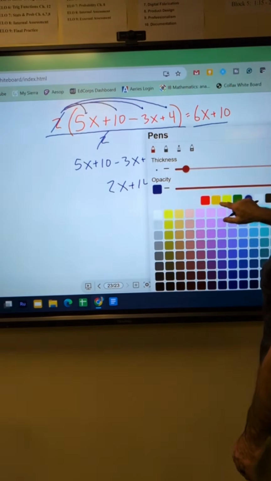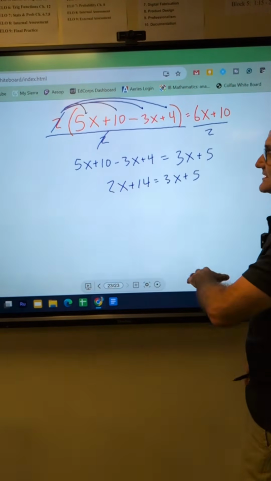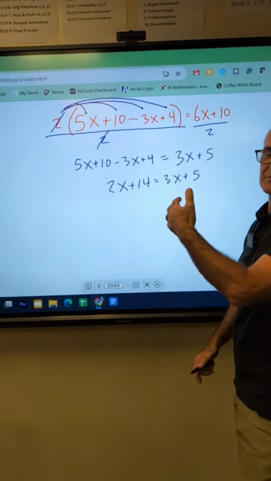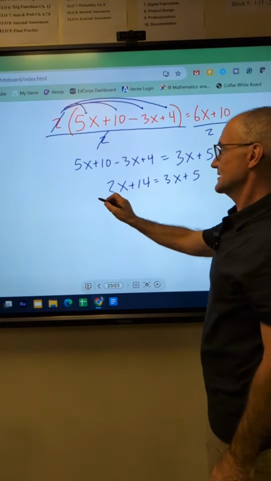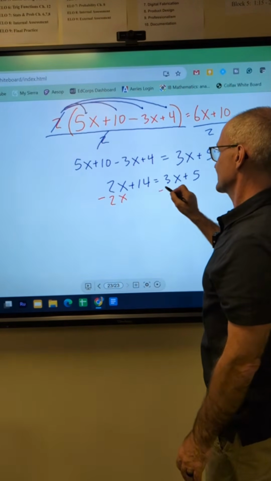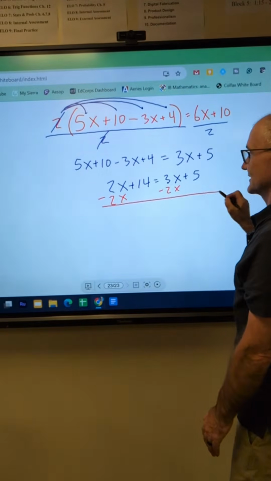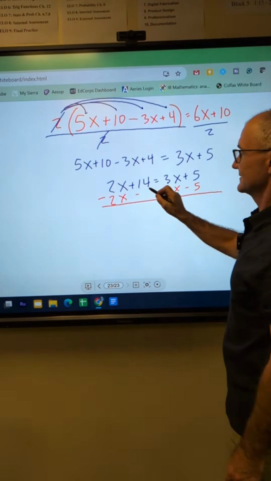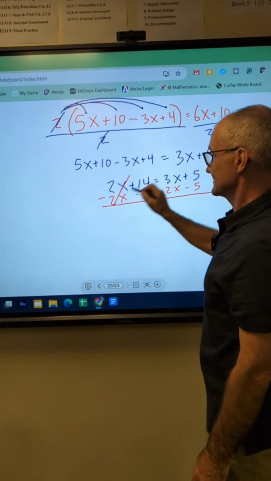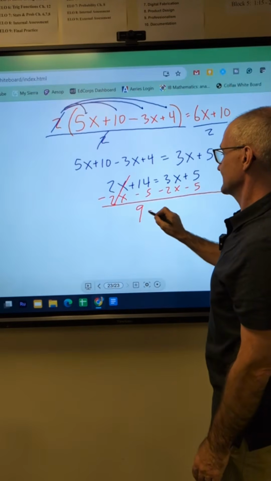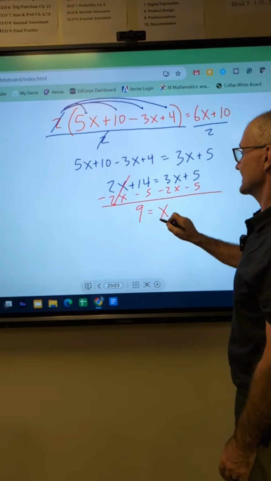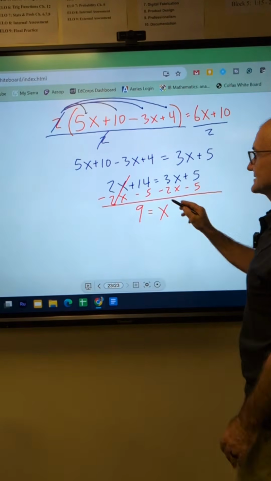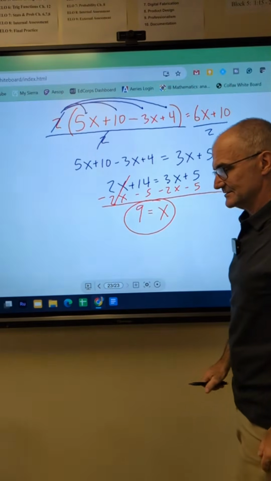From there, I'm going to get all the x's on one side. I could do it either way. I could put them over here and have a negative x, but I prefer to work with a positive x. So I'm going to subtract 2x from both sides. Those will cancel. I'm going to get rid of that 5 right there. So 2x minus 2x, those cancel. 14 minus 5 is 9. 3x minus 2x is 1x. 5 minus 5 is 0. So I have x equals 9, and there's my solution right there.